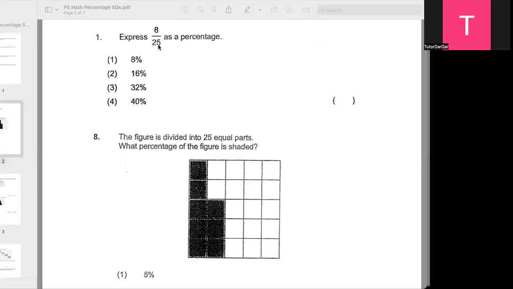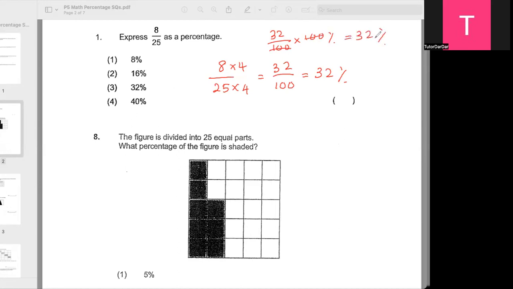Express 8 over 25 as a percentage. So when this type of question comes, what do we do? We write 8 over 25. The base, the denominator of this, has to be 100 in order to convert it into a percentage. So what do we do? Times 4, which we will get 32 over 100, which is 32%. How do we get it? It's 32 over 100 multiplied by 100%. So 100 and 100 gone, become 32%. So the answer is 3.